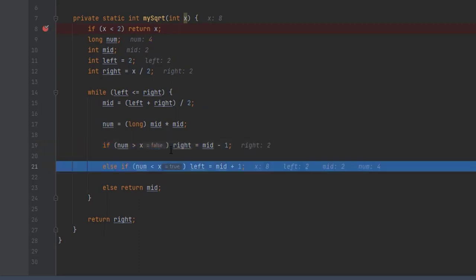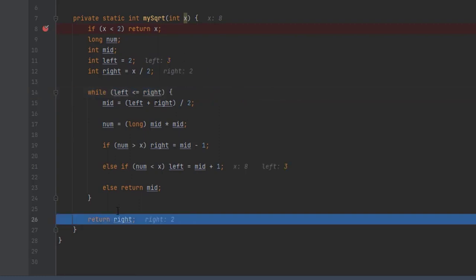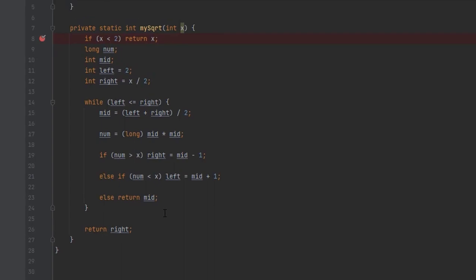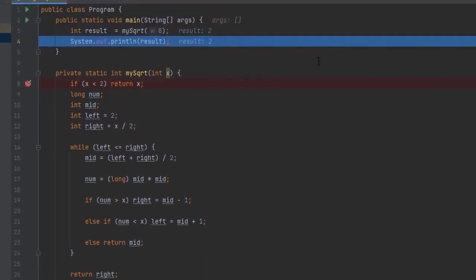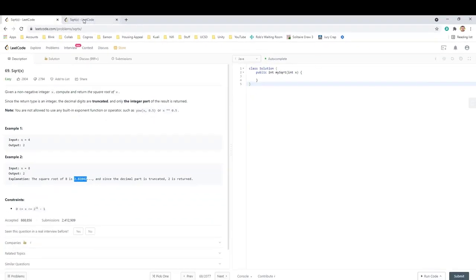So if number is greater than x, no. Number is less than x, that is true. The num is 4 and x is 8. So now we've entered into the case where left is actually greater than the right. So we passed over the answer, so then we just return the right, which is 2. Now let's throw this in LeetCode and see what we get.